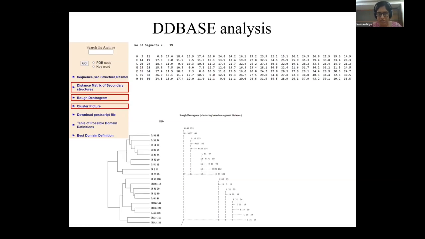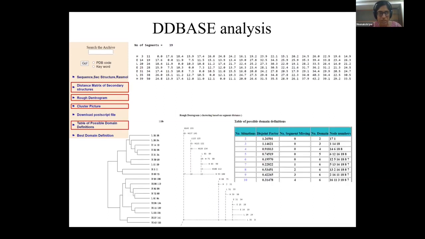Then you get a cluster picture in the database, using which we can again see which set of secondary structures are closely clustering with each other. Then we get a table of other possible domain definitions which have been calculated from the Dial algorithm. Here we can see that among all the possible domain definitions, the second solution, which has a disjoint factor of 1.2, is the best domain definition that we had identified. That is between node number 17 and 1.